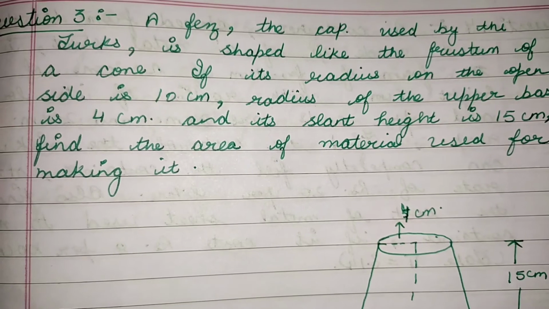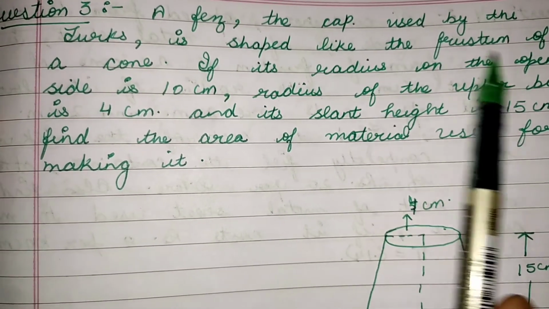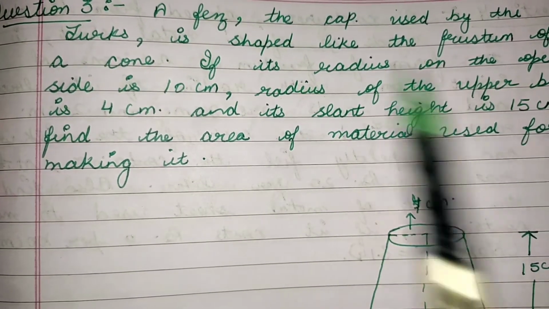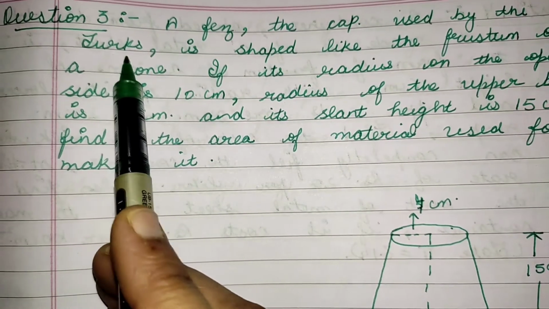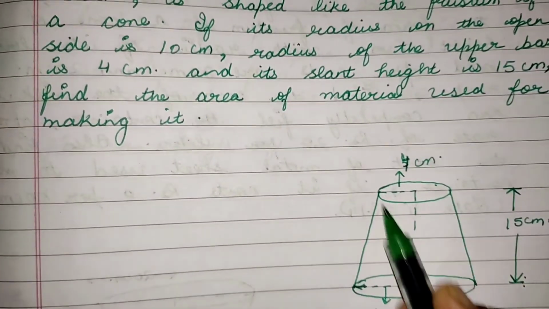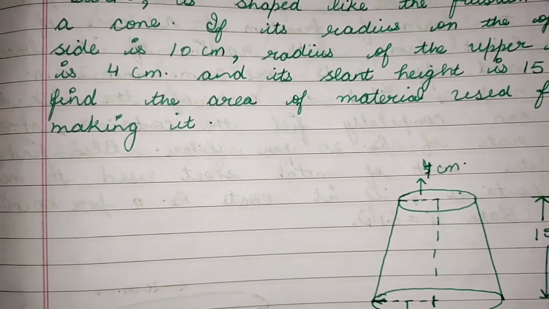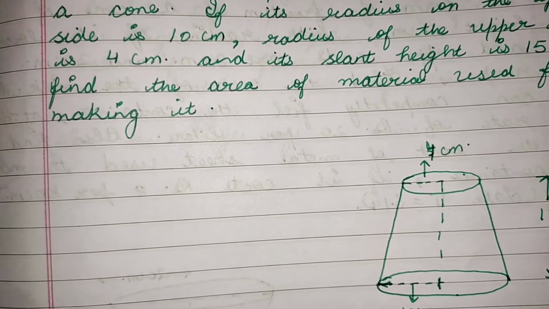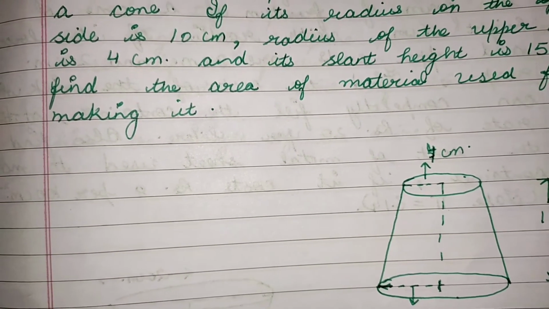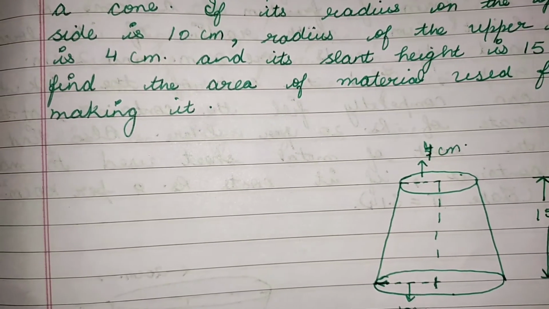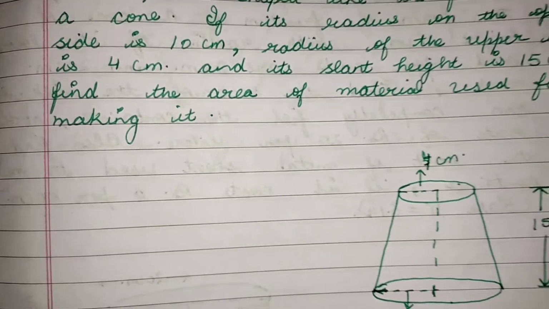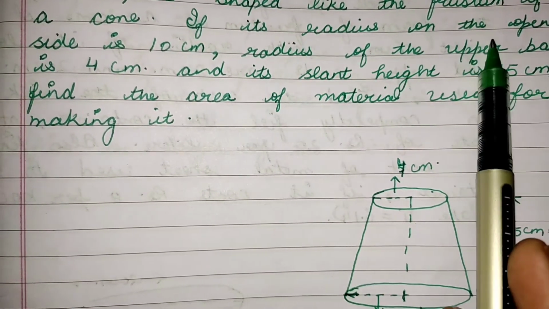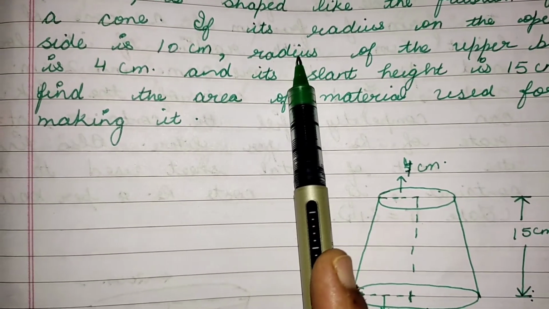Moving to question number 3. Question number 3 says that a fez, the cap used by the Turks, is shaped like the frustum of a cone. So this is the name of the cap which is being used by Turks. It is in the shape of a frustum of a cone. See, all the questions are related to that. Simply you have to find out either the curved surface area or the volume of the frustum. They are just changing the statement and the values. The main point is that you have to find out the curved surface area and the volume of the frustum.